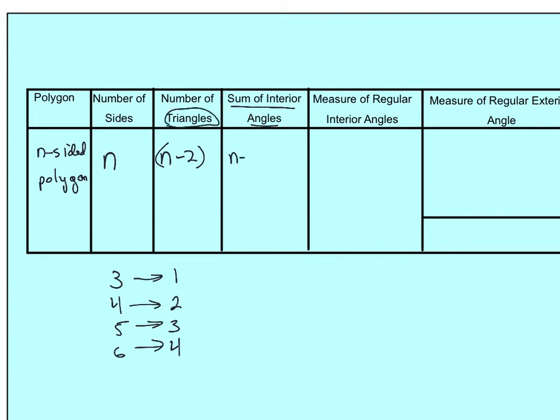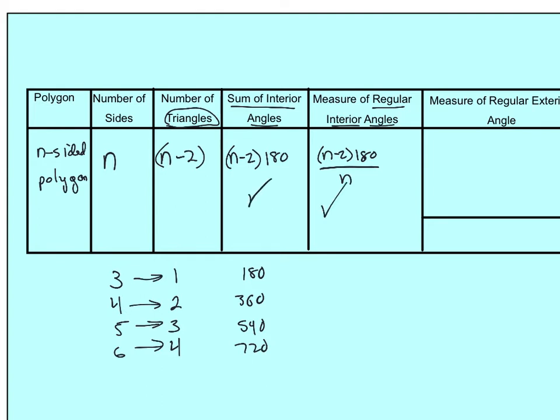Then for my sum of interior angles, all I did was take my triangles times 180. So it's n minus 2 times 180. That gives me my sum. To figure out your interior angles, I take my total, n minus 2 times 180, where we got our sum totals, 180, 360, 540, 720, and divide it by our number of sides. These two are going to be huge, so make a note to be sure you got that.